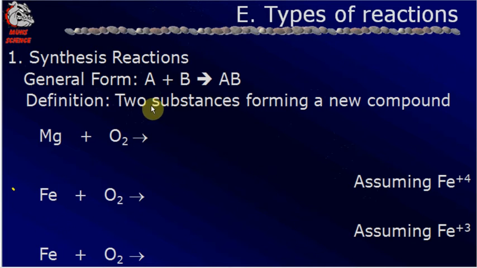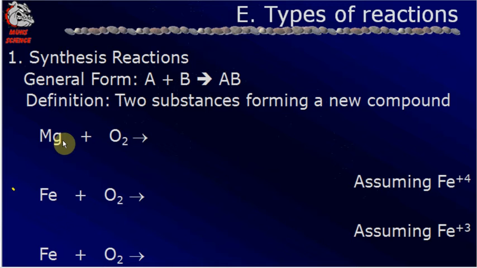In a synthesis reaction, 2 substances are going to form a new compound. Now, these are usually elements, but they don't have to be elements. They could also be compounds. But in general, we have thing A plus thing B is going to react and form compound AB. And usually they're elements, but sometimes they're not.